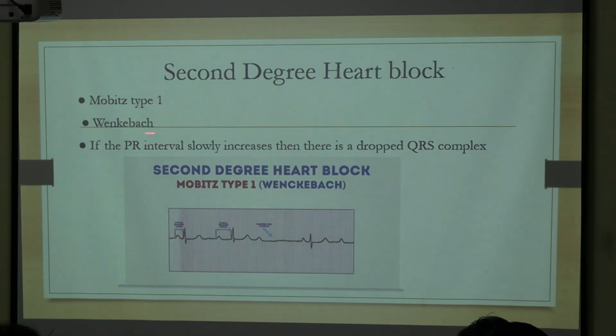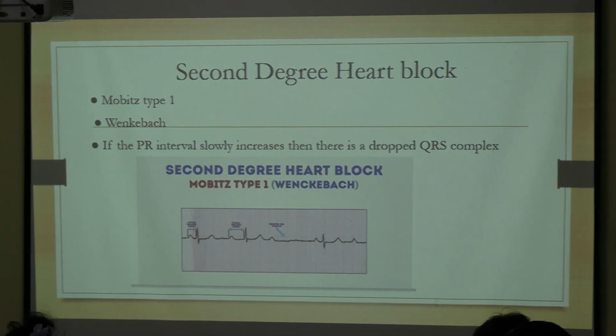Then for the second degree, that is also called Mobitz type 1 or Wenckebach. Okay, so for this one, the PR interval will be slowly increasing in each of the subsequent waves, and there will be a dropped QRS complex. One QRS complex will be missing. So that will be Mobitz type 1. Okay, so the PR interval will be prolonging in each of the subsequent waves, and there will be a drop of one QRS complex. So that will be Mobitz type 1 or second degree heart block.